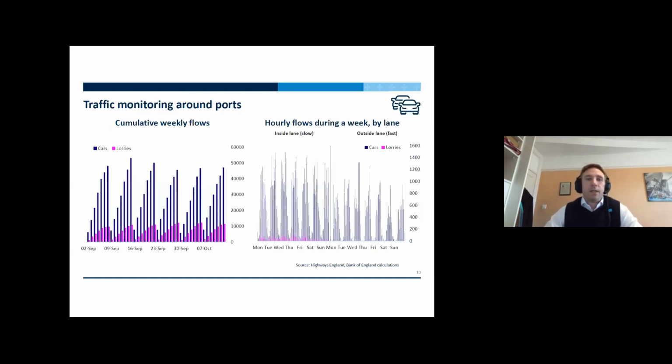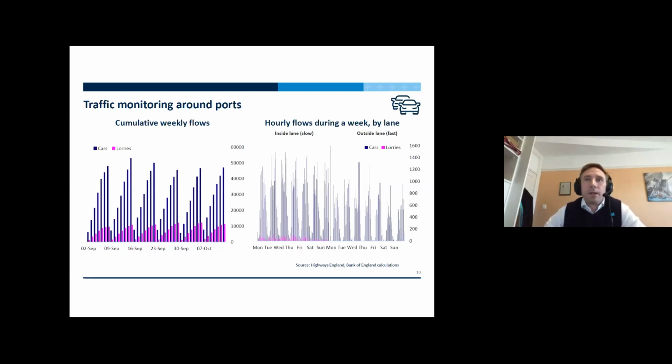So the left-hand side shows cumulative weekly flows of cars and lorries from one of these sensors. This was last autumn rather than this autumn. Obviously, if there are massive backlogs at ports, you might expect to see some pretty big changes in these numbers.